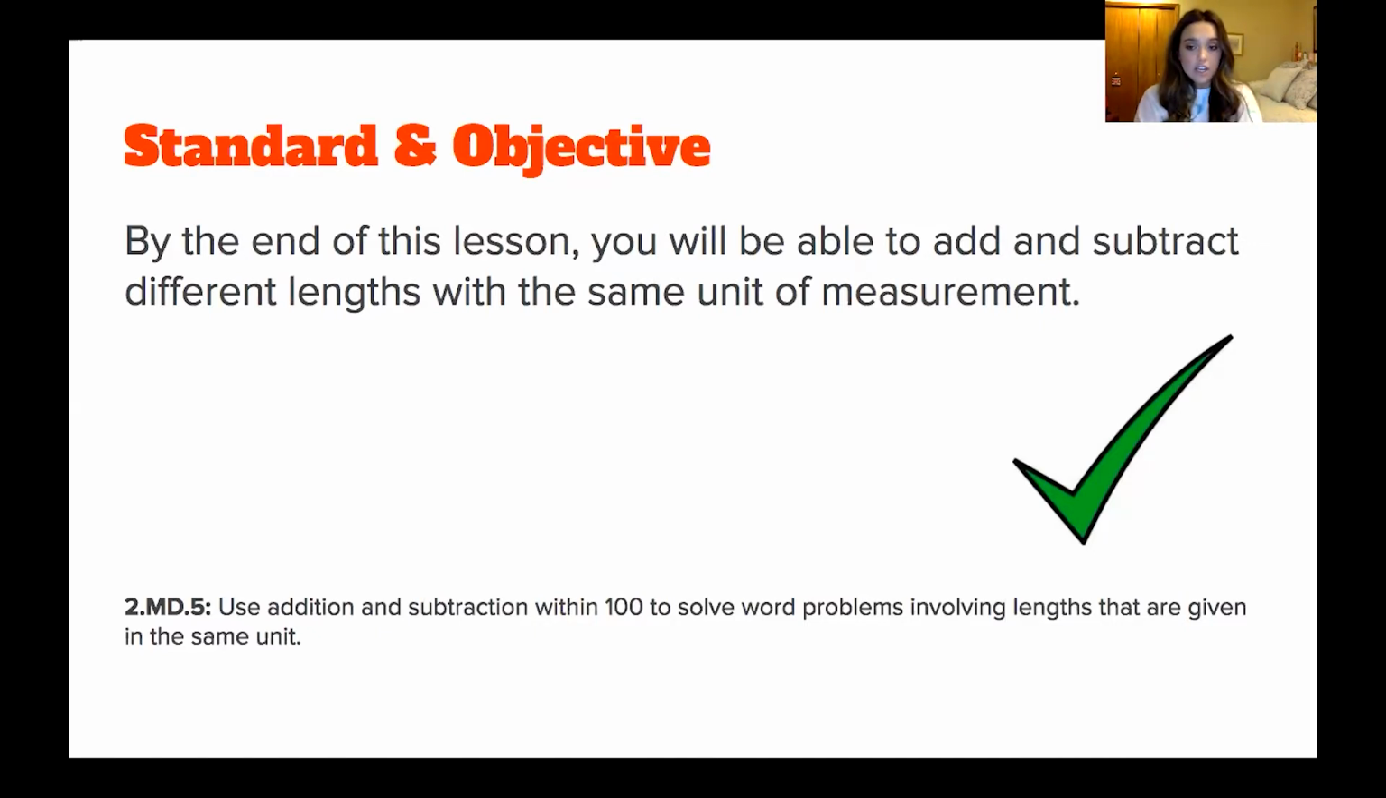Our standard is just what everyone else is learning in the state, maybe all the kids that are your age. This is what we are all learning, and it is to use addition and subtraction within 100 to solve word problems involving lengths that are given in the same unit. Again, we will go over that a little bit more, but hopefully you feel like we are following what we should be learning.